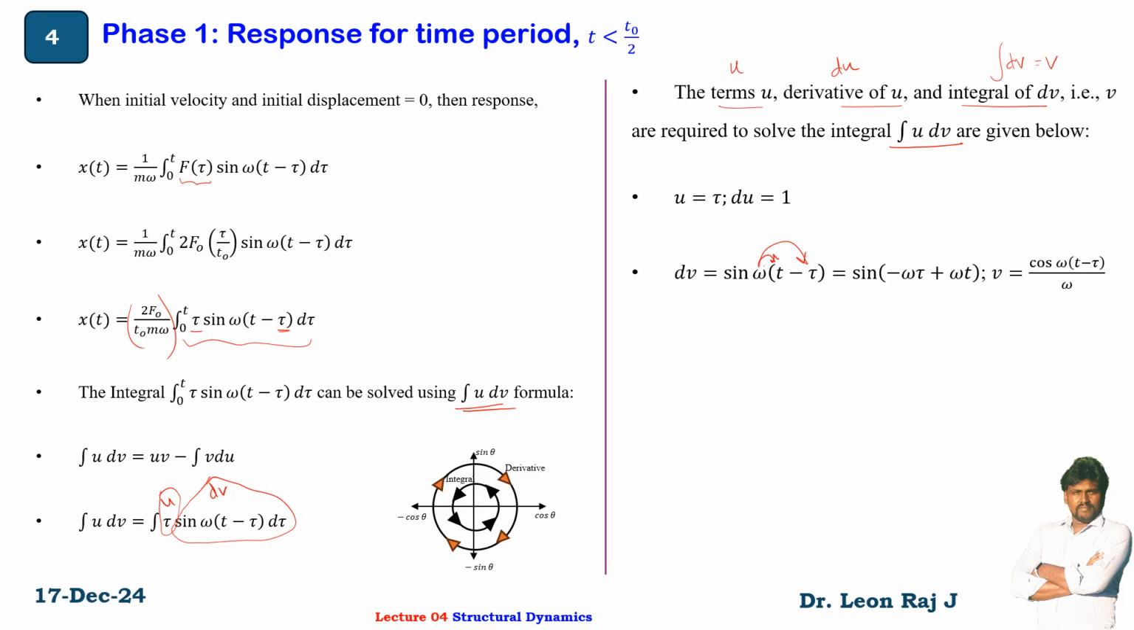Just multiply the omega inside. You will get sin of minus omega tau plus omega t. Just integrate this. You will get cos omega (t minus tau) divided by omega. Here I asked you to use this chart to find the derivatives and integrals of sine and cos. The integral of sine is negative cos theta, and already you have a minus here, so the minus minus terms cancel. So minus cos into minus omega tau plus omega t divided by minus omega, this minus minus gets cancelled.